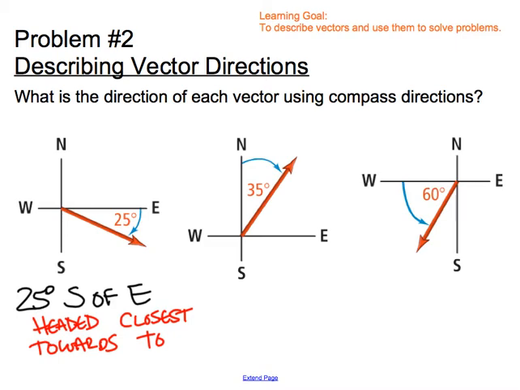So for this second problem, I would say that this is a 35-degree angle. It's headed towards east, but it's closest to north. So this is 35 degrees east of north.